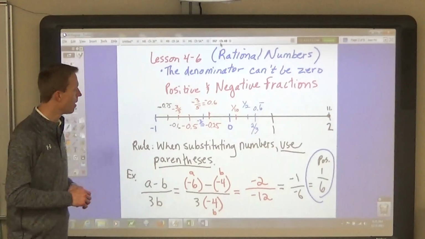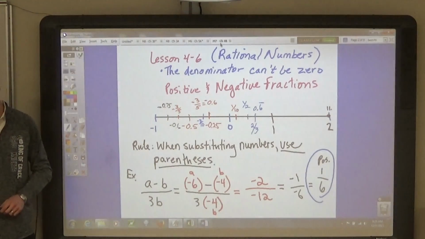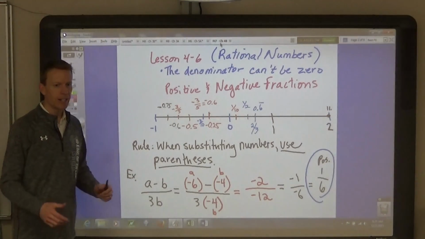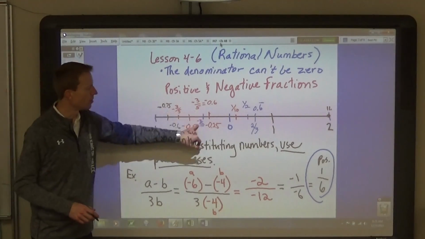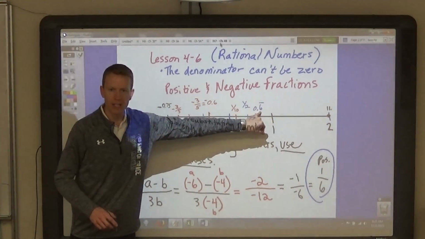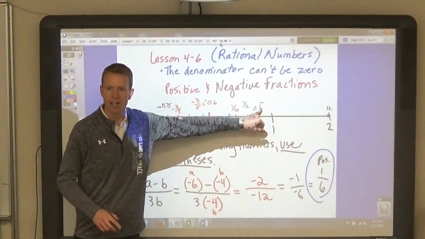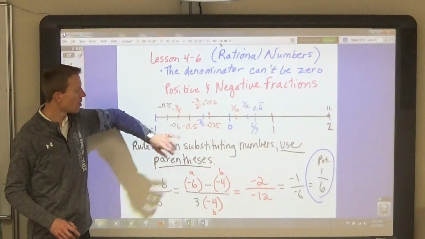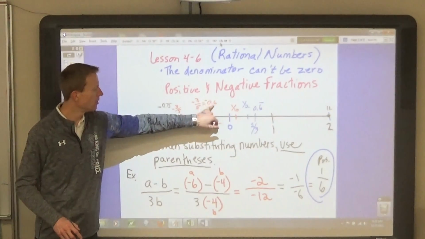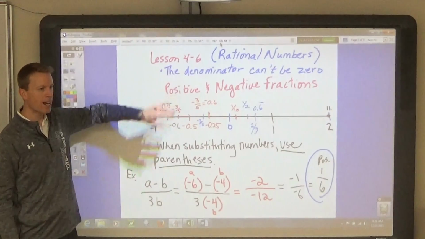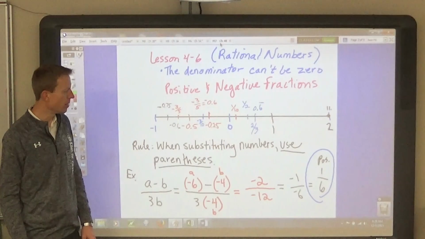Okay? But there are many other numbers that you can write as fractions. Repeating decimals can be written as fractions, for example. All of these decimals. See, 2/3 is 0.6 repeating. That's a repeating decimal. Any of these, -3/5 or negative 0.6, these are all called rational numbers. Okay? That's what rational numbers mean.